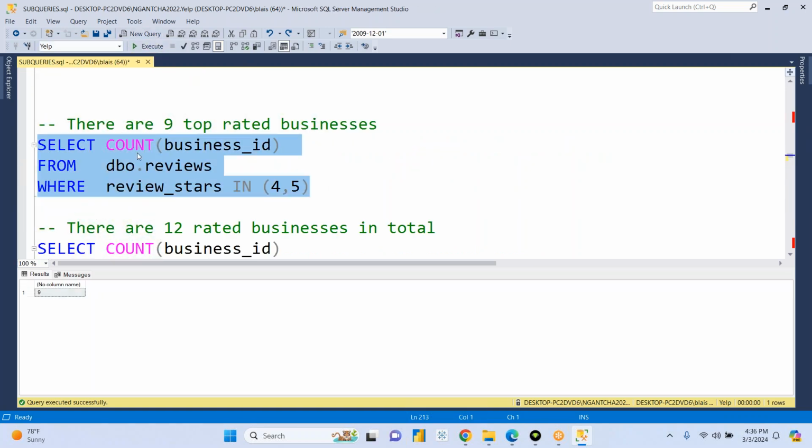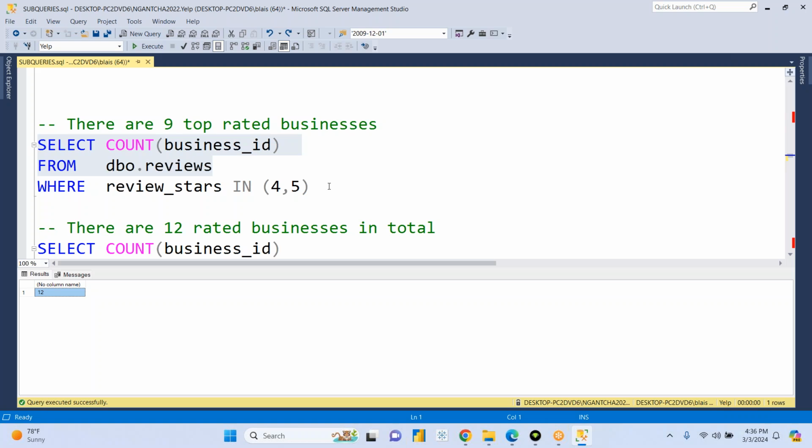The counting you see right here is tied to this condition. If I dismiss this condition, I get the overall businesses, which is 12. This is what I want in the denominator. If you review 12 companies, 9 are top rated. What is the percentage of top rated businesses? It is 9 divided by 12 multiplied by 100.